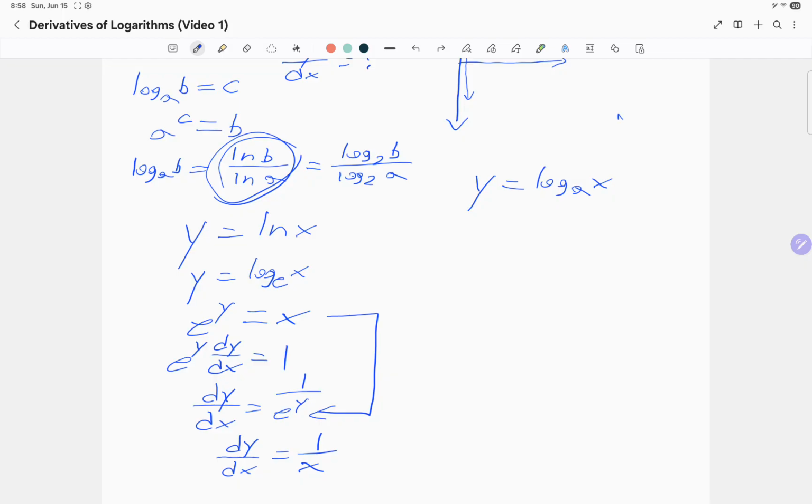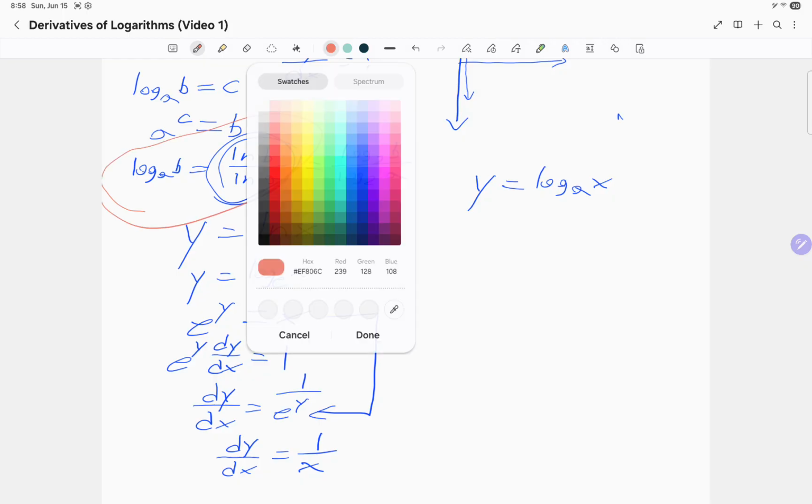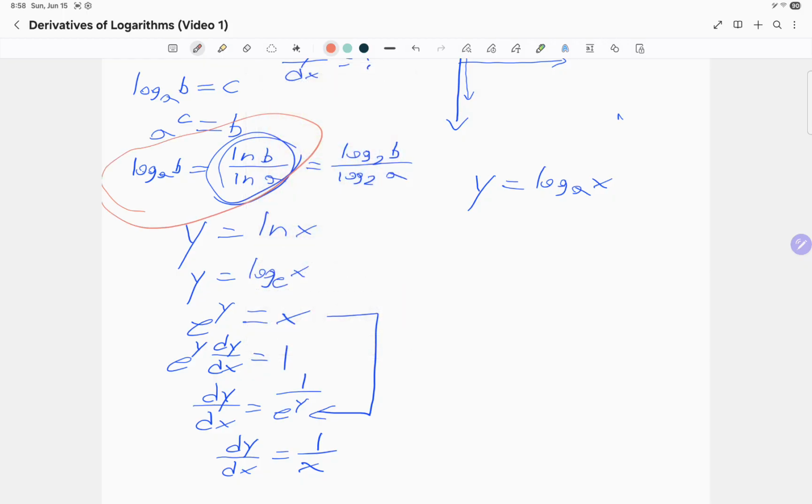By something else, we also introduce this property up here, change of base. So I'll use a different color here to highlight that's what we're using here. Use red. Kind of sloppy, but it's my first video. Cut me some slack.